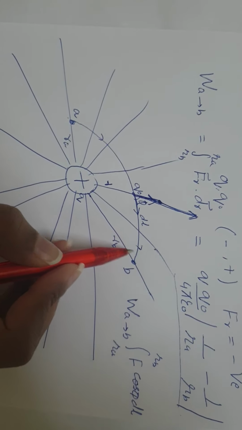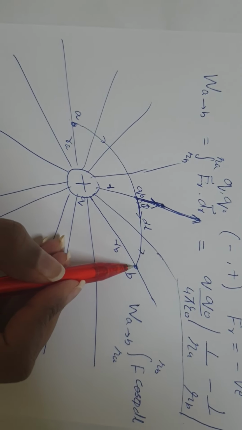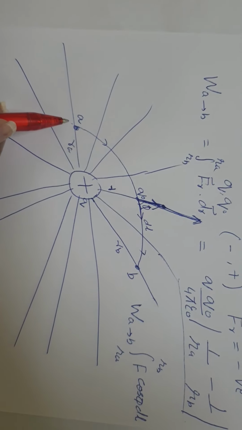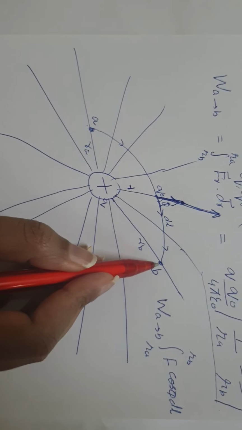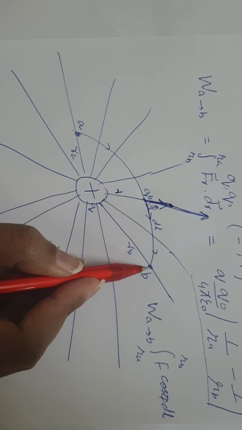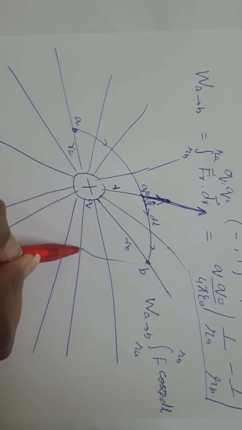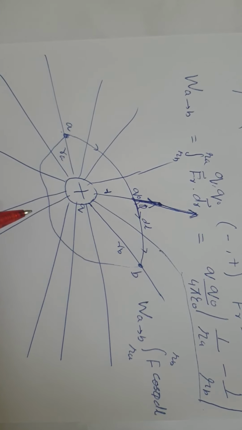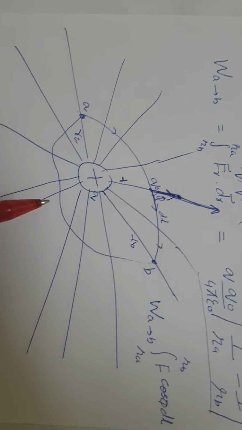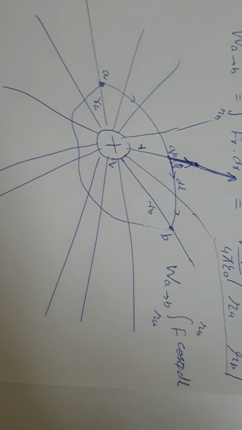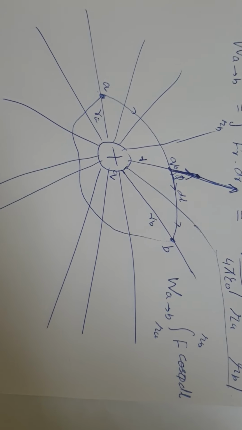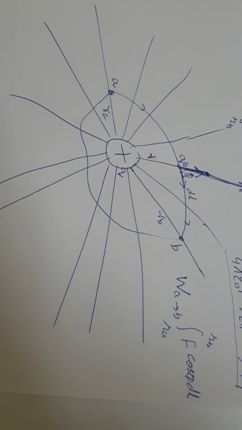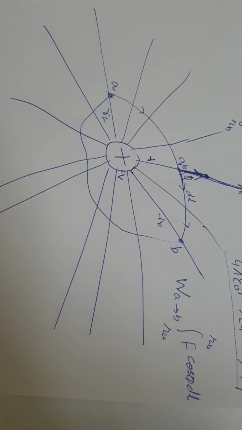Also, if Q naught returns to its starting point A by a different path, then the work done in the round trip displacement would be 0. These are the needed characteristics of a conservative force. So the force on Q naught is a conservative force.